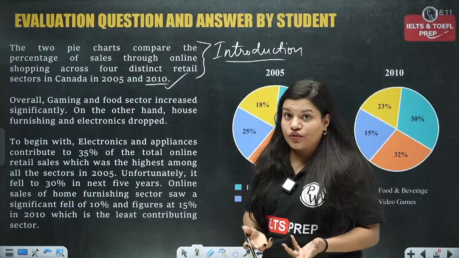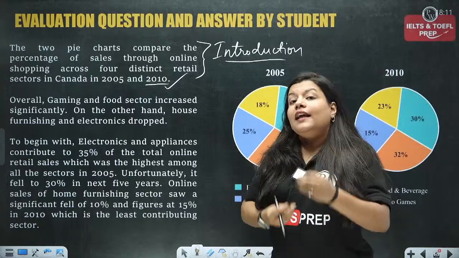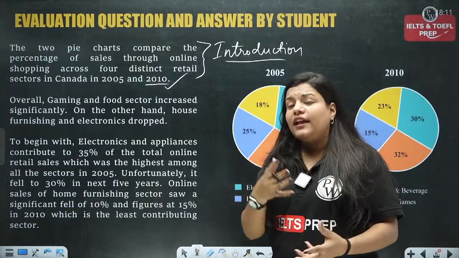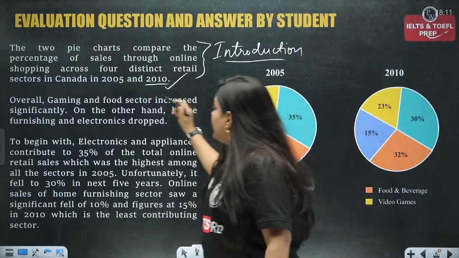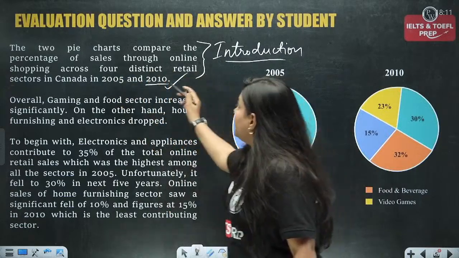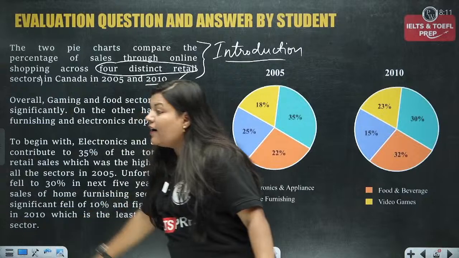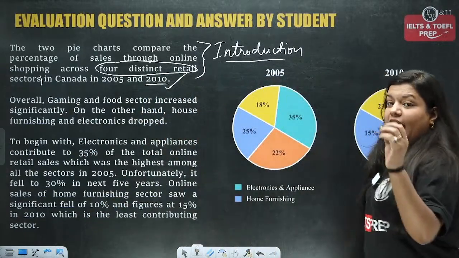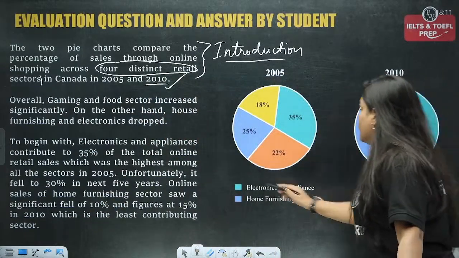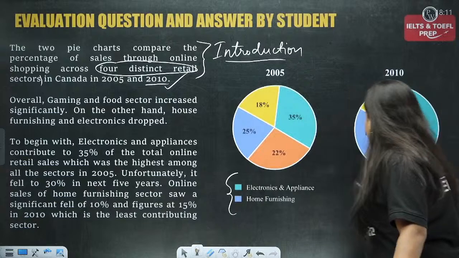But yes, of course, you have to do the paraphrasing. What else could have been done? What else the student might have done is, instead of writing 4 distinct retail sectors in Canada, the candidate would have just written the names of the sectors.